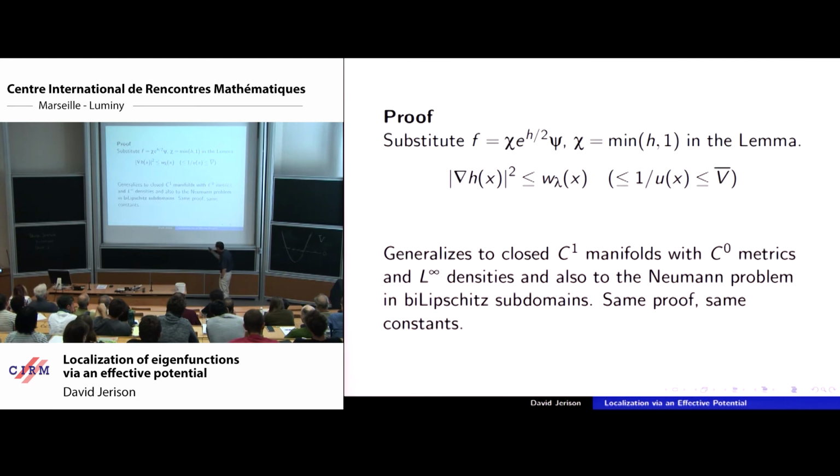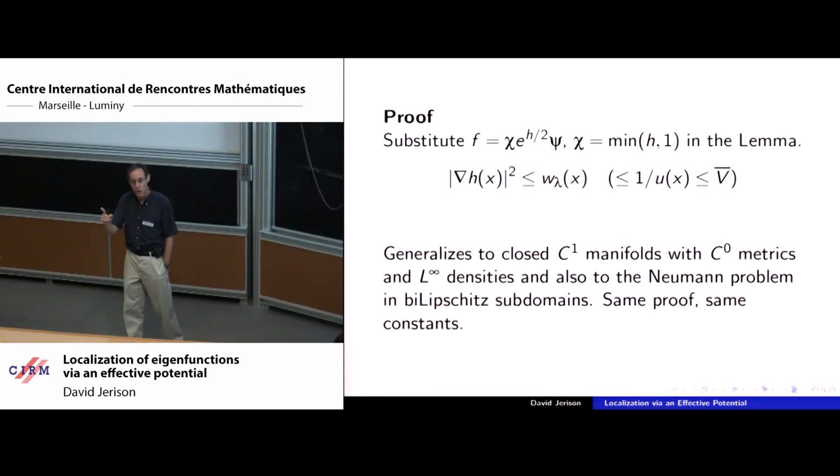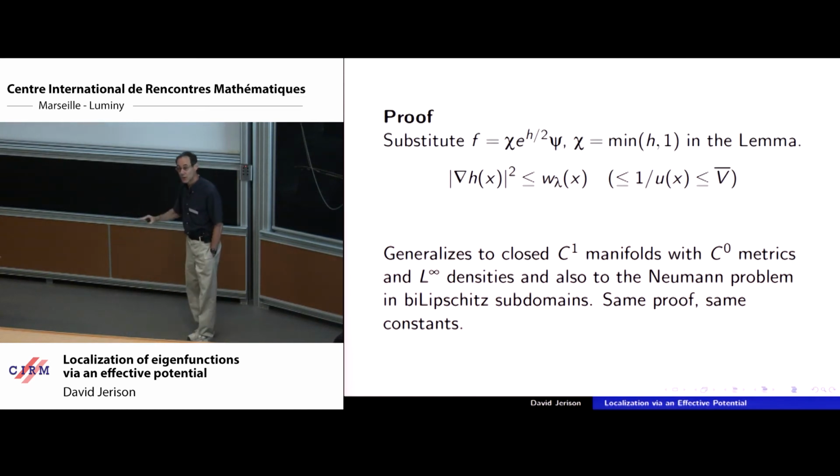So now let me just add, this proof is so easy that it generalizes to closed C1 manifolds with C0 metrics and L infinity densities, and there's no change. You can even do the Neumann problem with bi-Lipschitz boundaries. It's the same proof, it's the same concept. That 100 works in all of these contexts. There's nothing to do with smoothness here. This is true on arbitrary manifolds, say, with the same constant 100. It's just all matched.